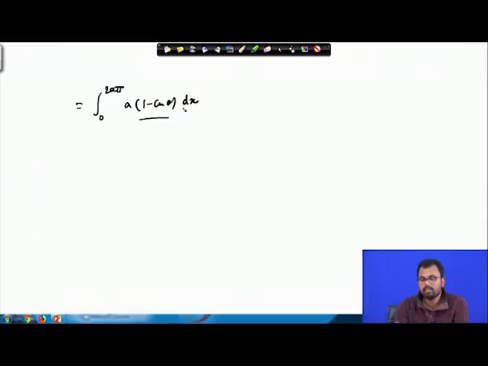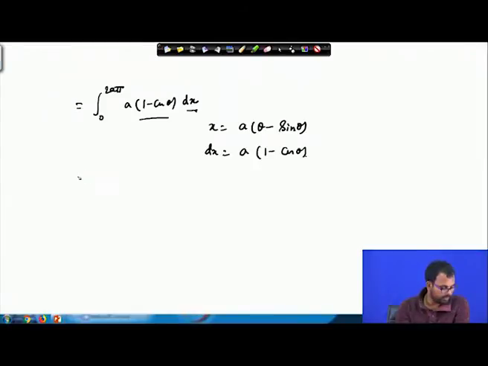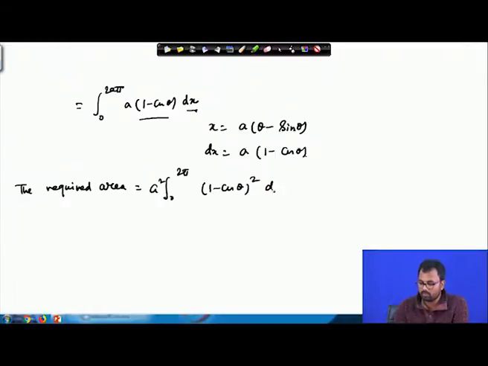But since this is in theta and that is in dx, we have to somehow transform this x into theta form. So, we know that x is basically a times theta minus sin theta, all right. From here we have dx equals a times 1 minus cos theta, is that correct? And when x is 0, theta is 0, and when x is 2 a pi, then theta is 2 pi. So, the required area is basically the integral from 0 to 2 pi of a times a, so this is a square, and then we have 1 minus cos theta whole square d theta, all right.